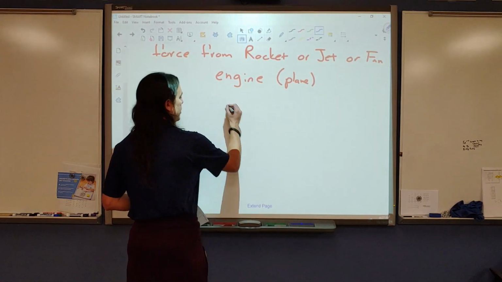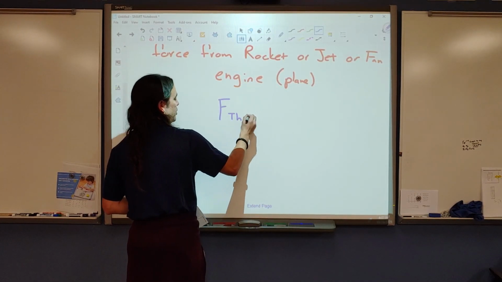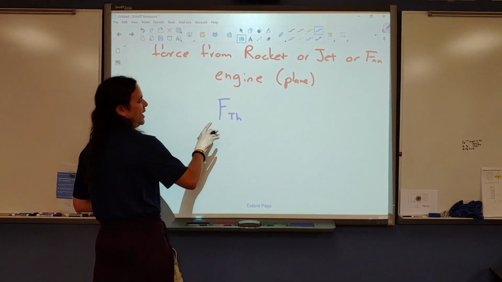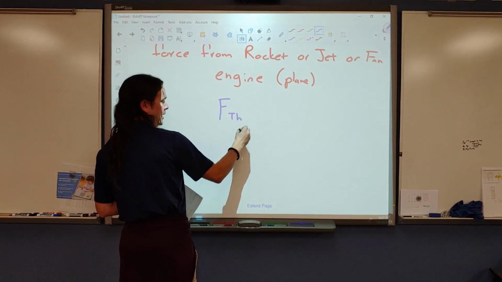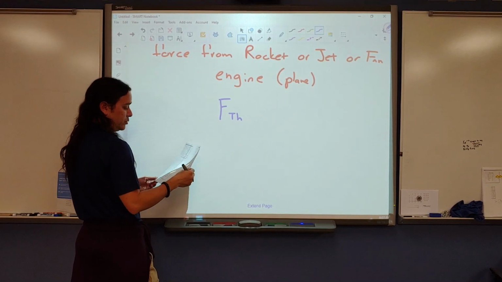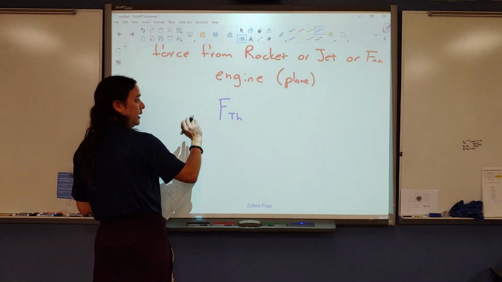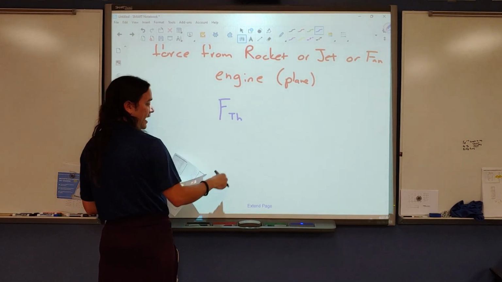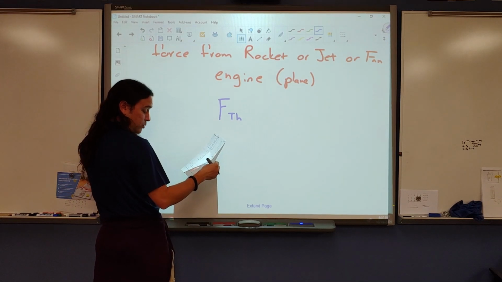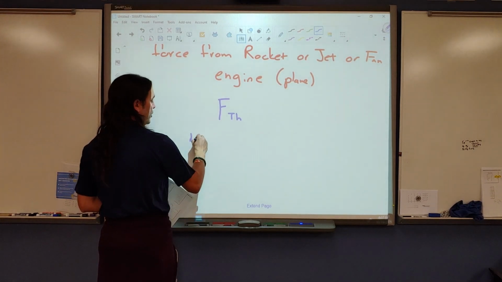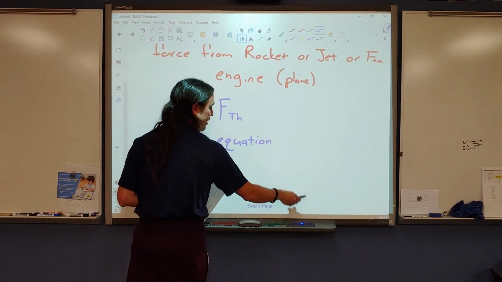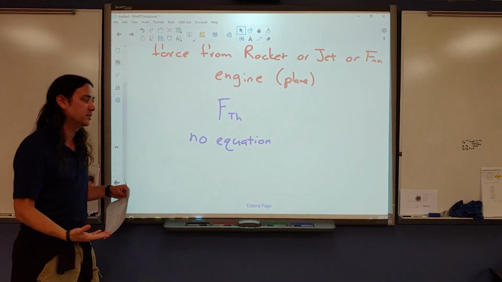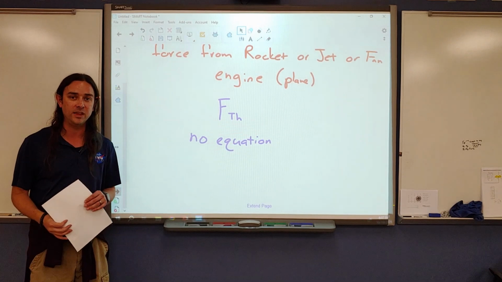All right. For our purposes, this isn't something that actually shows up on the AP exam. They have had the force from a fan, and they'll usually put like F fan. But in this case for us, because we will sometimes make reference to it, I will usually use FTH for thrust because T was already taken by tension. This one, like many of the others, has no direct equation, at least for the level that we are at, because it all comes down to the design of the engine.